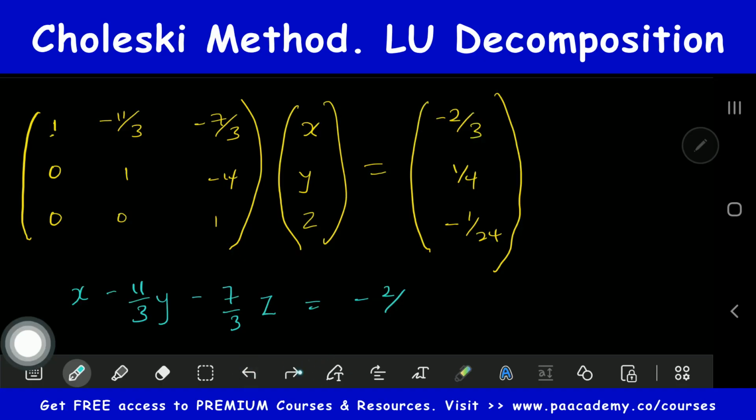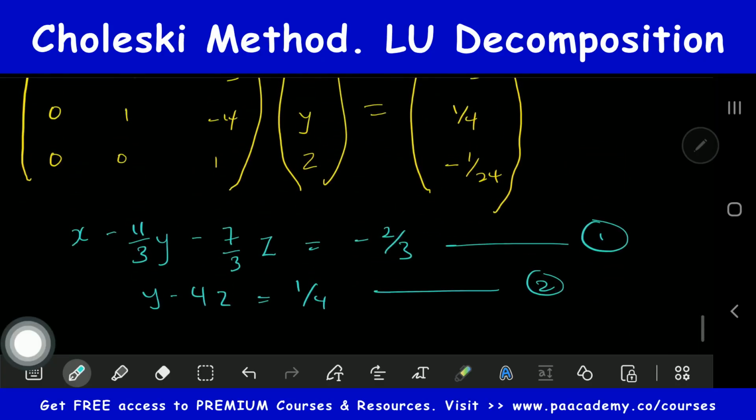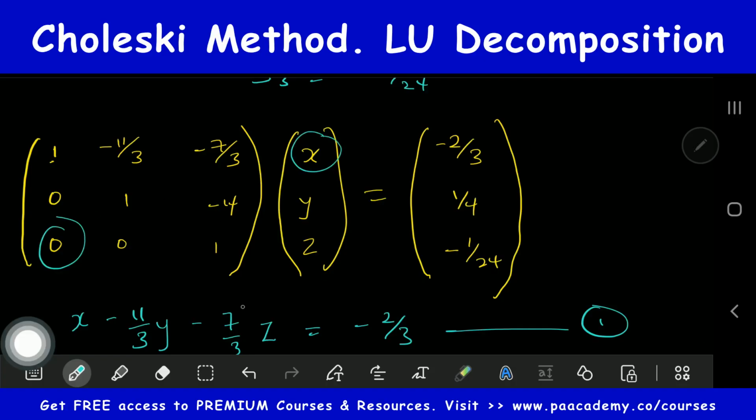Okay, so this is our equation 1, so you need to take note of that. Also, let's come here. 0 multiplied by x is 0, so I don't need to write it. Then 1 multiplied by y gives us y, then minus 4 multiplied by z, sorry, 4, not 14, so that will be y minus 4z equals 1 over 4. This is our equation 2. And then for this, 0 multiplied by x is 0, 0 multiplied by y is 0, then we have 1 multiplied by z, which is z, and that will be equal to minus 1 over 24, so let's indicate that.